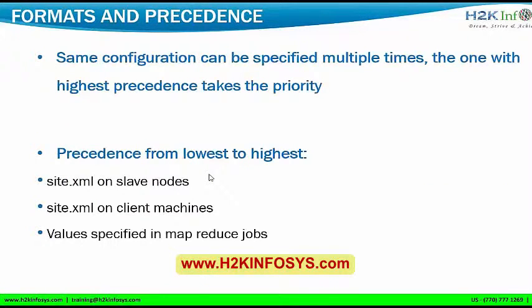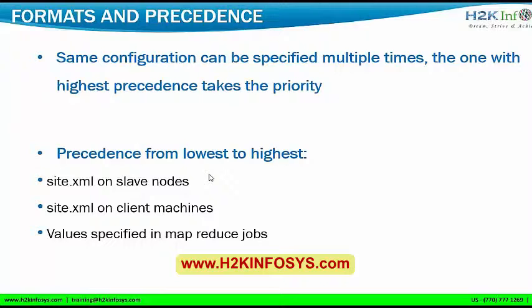So the next thing is formats and precedence. The same configuration can be specified multiple times, and the one with the highest precedence takes the priority. Suppose in a cluster I have 100 machines, and as I told you, on each machine I will be declaring the configurations. So there will be some precedence on pulling these configurations. The precedence from lowest to highest is site.xml on slave nodes. So this takes the lowest priority. Maybe my data node has some configuration in its site.xml, that will take the lowest priority.